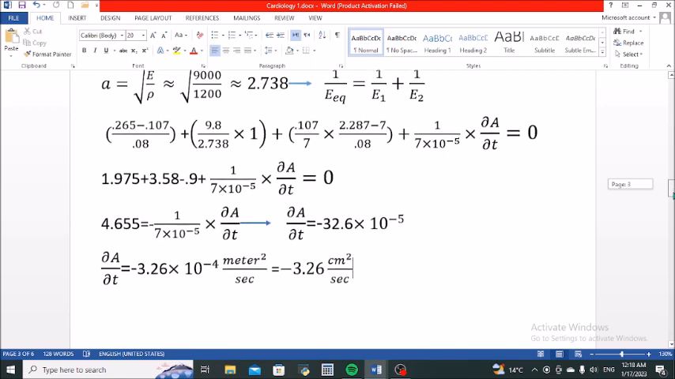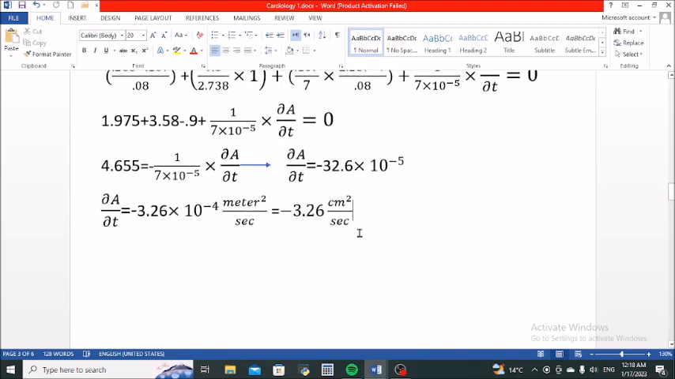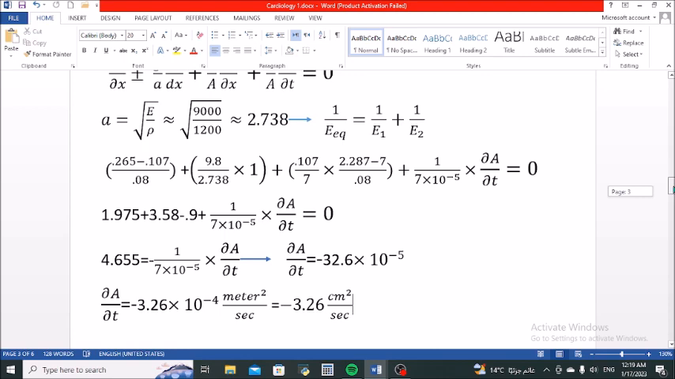What does this mean? This means that the bulge section is now contracting with time, the area is contracting, is losing its area and returning to non-bulged form by 3.26 centimeters per second, but with a decrease. That's why the minus sign. So that's clear. I think things are very clear here.